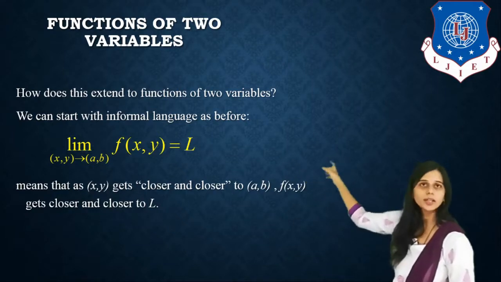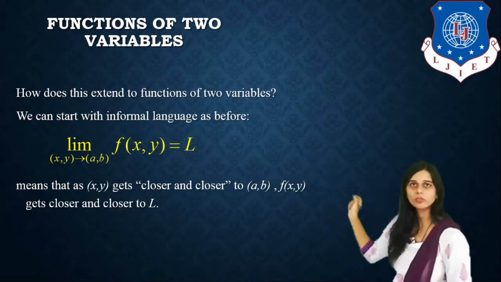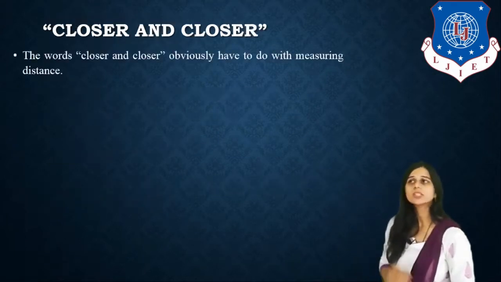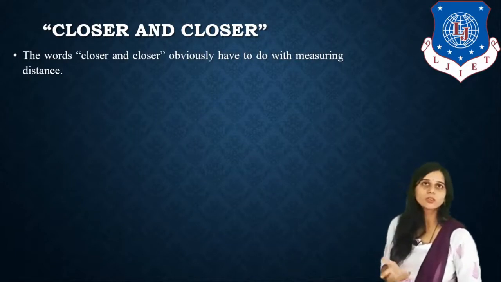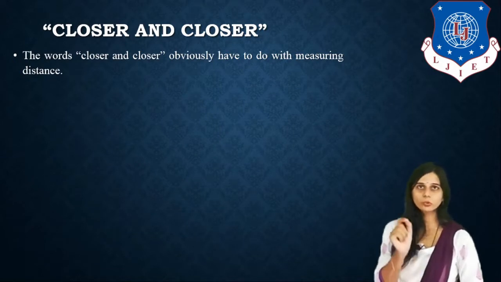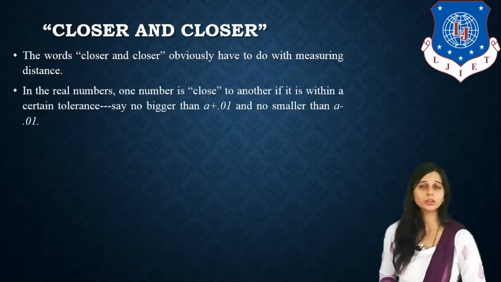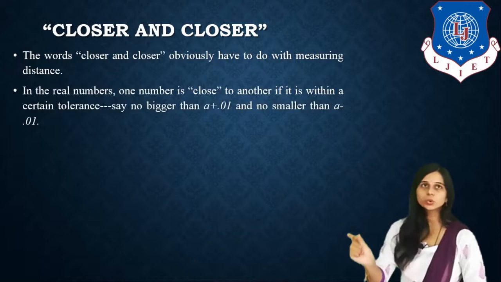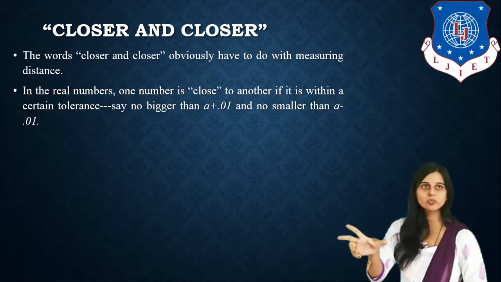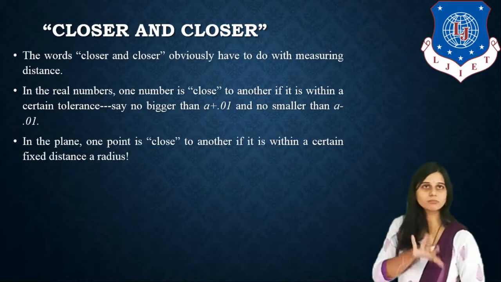This means that (x,y) gets close to (a,b), so f of (x,y) gets closer to L. What is the meaning of closer? The words closer and closer obviously have to do with measuring distance. In the real numbers, one number is close to another number within a certain tolerance. What is the tolerance? It is a difference, no bigger than plus or minus some amount.